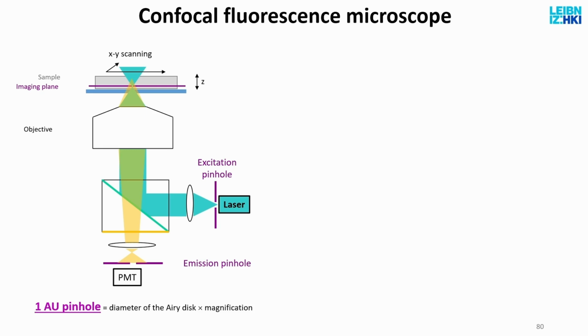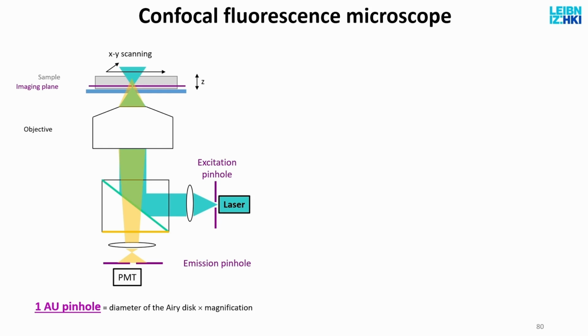How do I set the size of this pinhole? If it's big, it's like it were not there. If it's very small, the layer from which I get the signal gets thinner and thinner, but I get less and less light. What is the optimal setting? Well, the rule of thumb is we set it to 1 Airy unit.